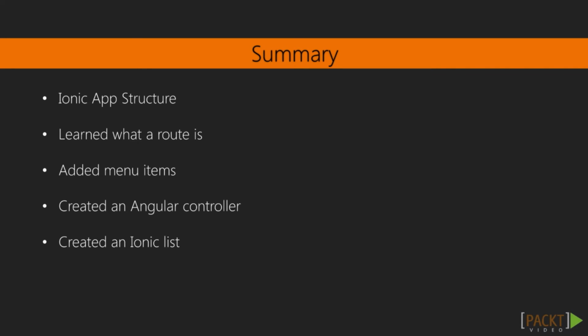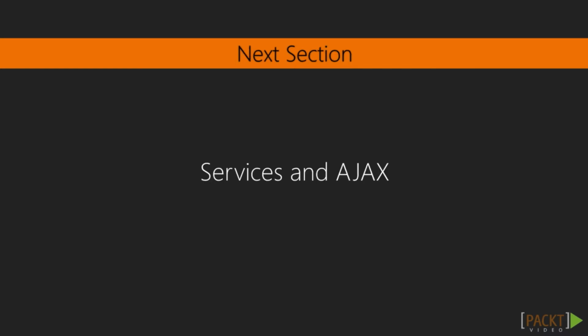In this section, we discussed our Ionic app structure, learned what routing is, and added items to the menu. We also created controllers and an Ionic list. In the next section, we'll take a look at implementing services and Ajax in our app.